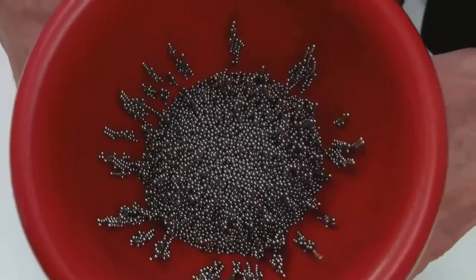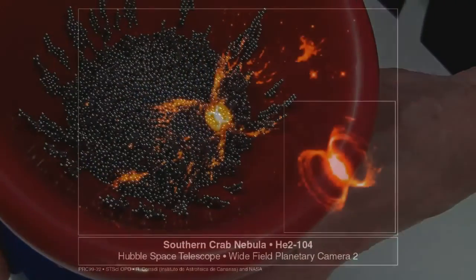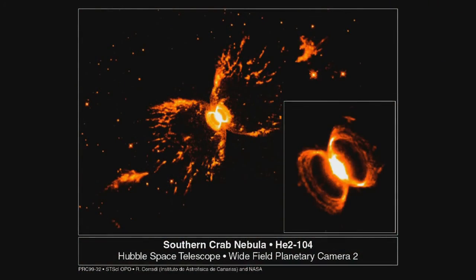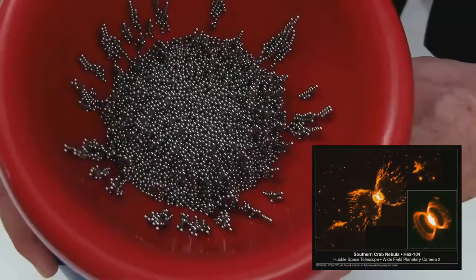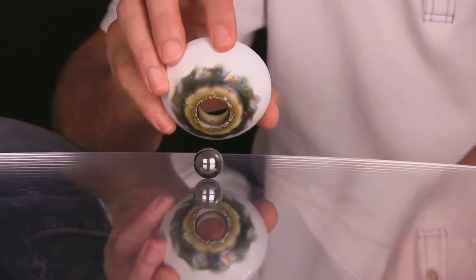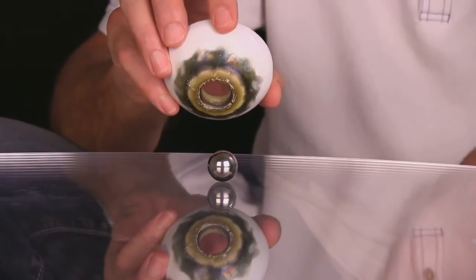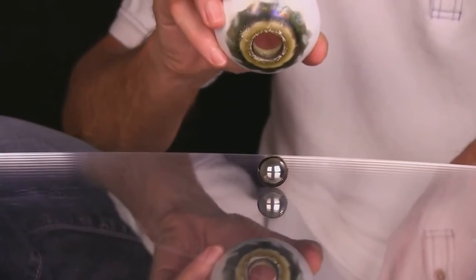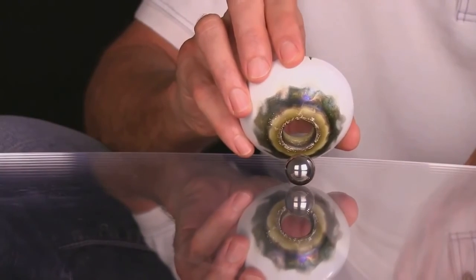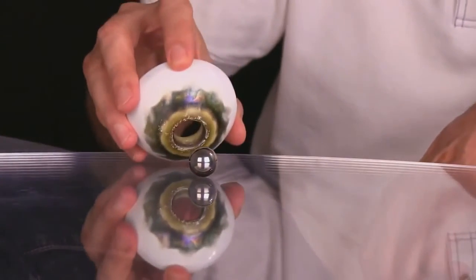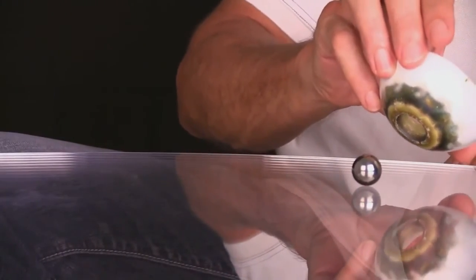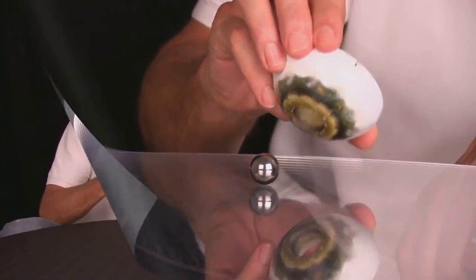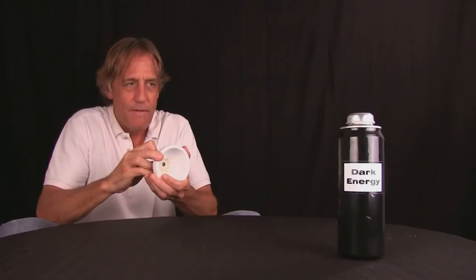We saw how pouring 2-millimeter steel balls into one of these magnetic bowls revealed the true forces at work in the Southern Crab Nebula. It was shown how these bowl-shaped magnetic fields will repel non-magnetized steel balls away from the bottom of the bowl in line with the axis. We saw how these magnetic bowls will also eject matter at high velocities.